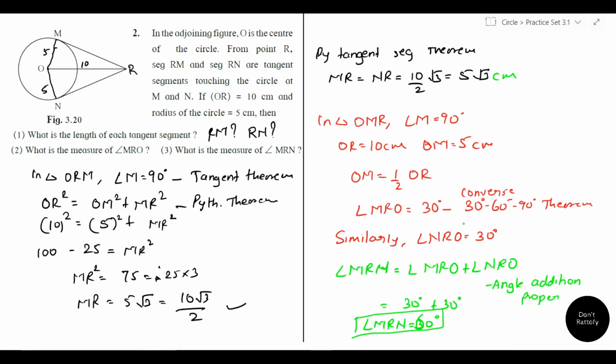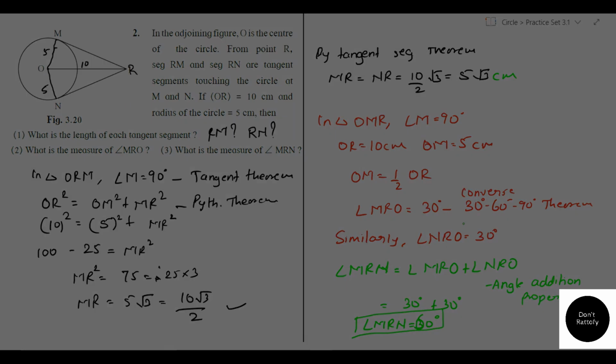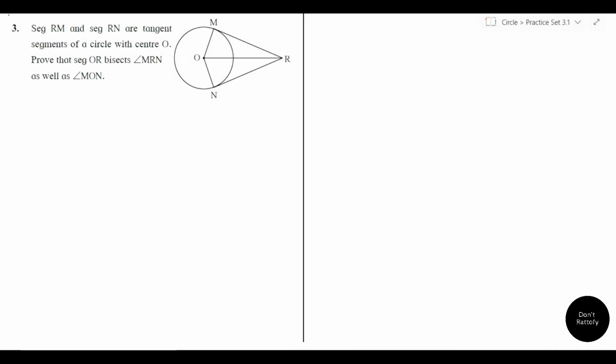Okay, we'll move ahead, we'll solve the next sum and complete the video. So this is the third sum from your practice set 3.2. The question reads, segment RM and segment RN are tangent segments of a circle with center O. Prove that segment OR bisects angle MRN as well as angle MON. Okay, so we have to prove that the segment joining the center of the circle and the external point bisects the angle formed by the two radii at the center and the tangents at the external point.